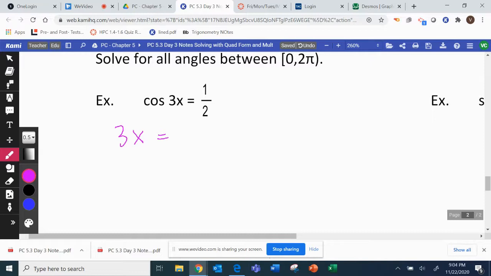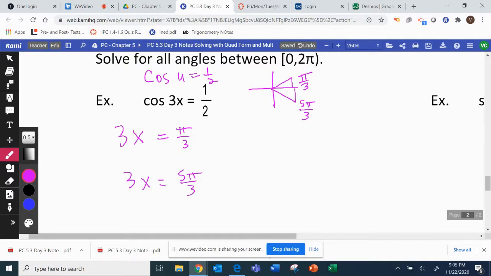Where is cosine? So I'm going to think about cosine u equals 1/2. So where is cosine 1/2? That's positive, so it's going to be in these two quadrants, and it's going to be at pi over 3, so 5 pi over 3 as well. So instead of having u, I'm just going to have 3x, and we're going to have 3x equals pi over 3, and we're also going to have 3x is equal to 5 pi over 3.